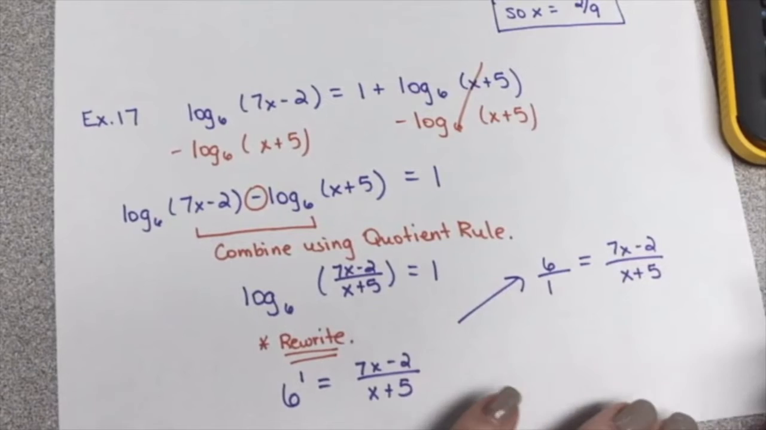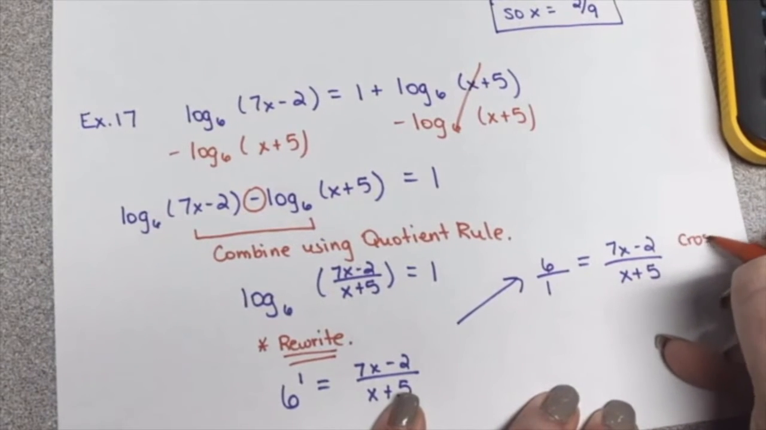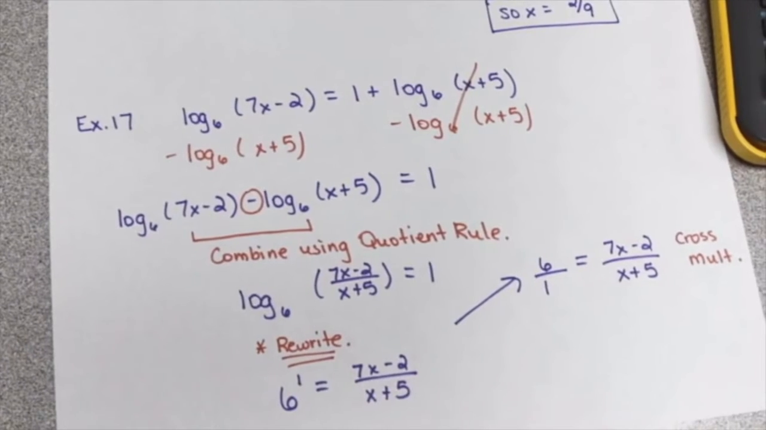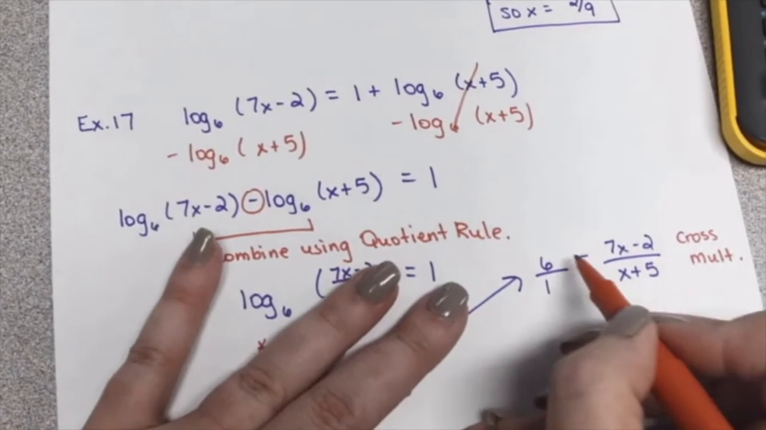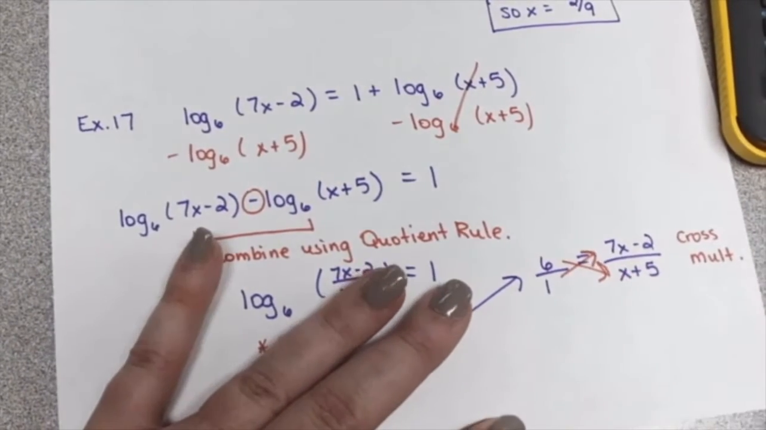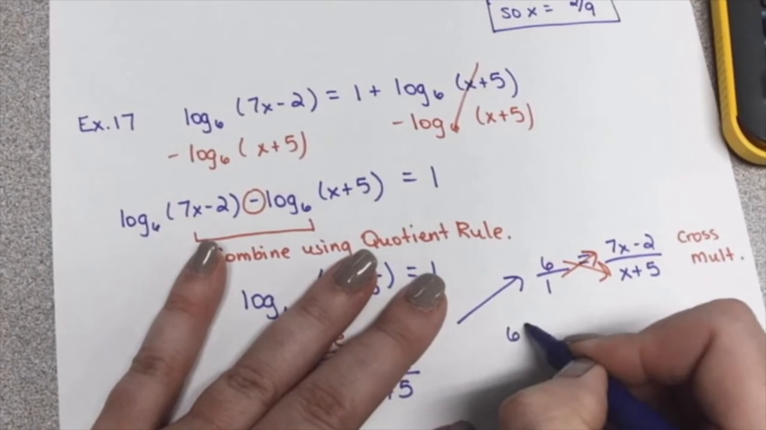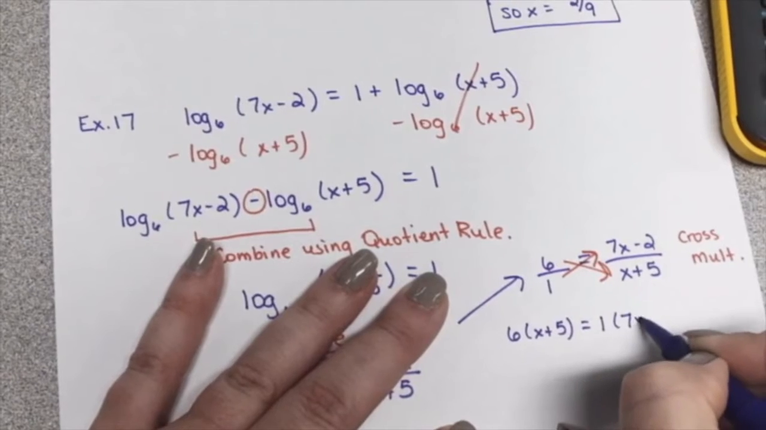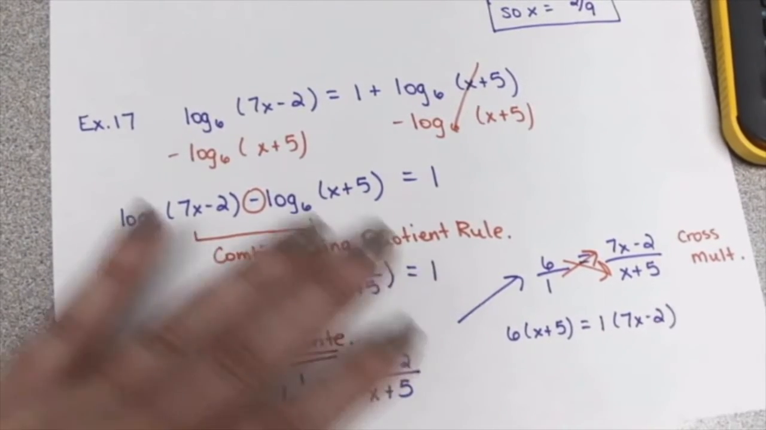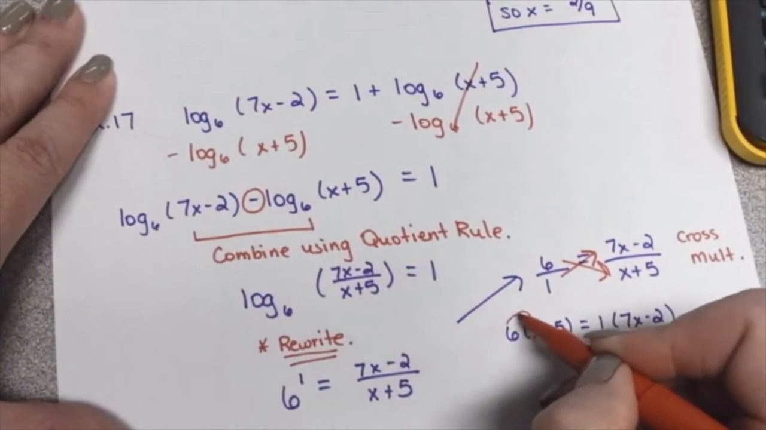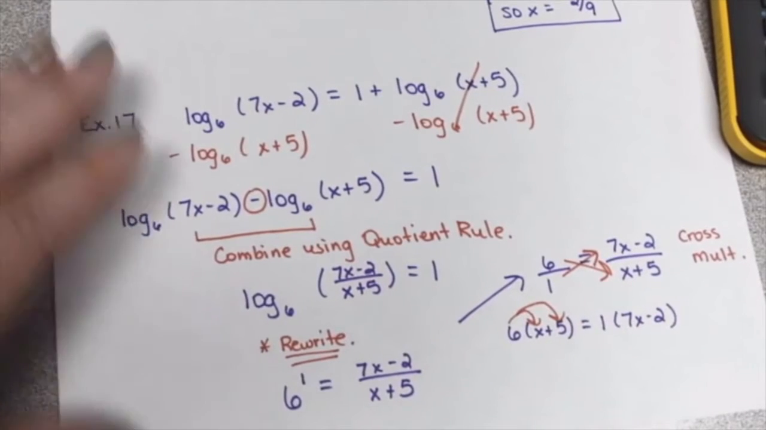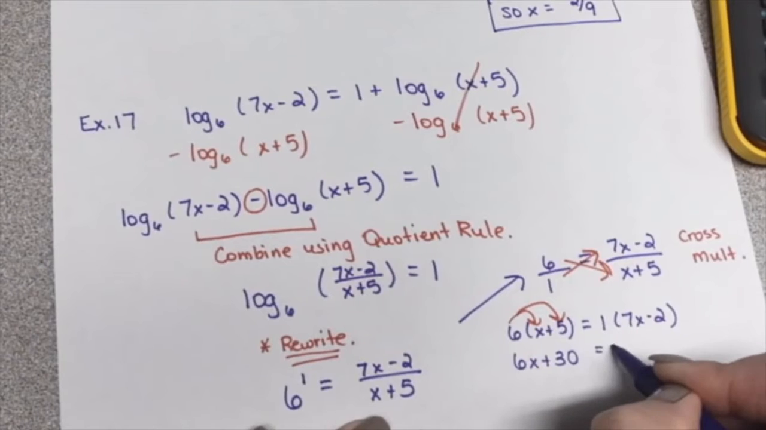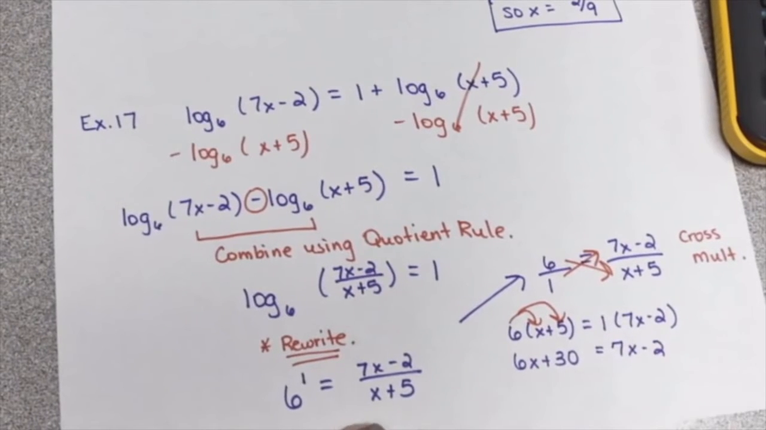So just one more time, what method do I want you to use here? Well, yeah, we used quotient, but I'm saying to solve it from here on out, we want to cross multiply, right? This times this equals that times that. So we get 6 times (x plus 5) equals 1 times (7x minus 2). Notice, past a certain point, these feel familiar because they actually work much the same way. So this is 6x plus 30 equals 7x minus 2.